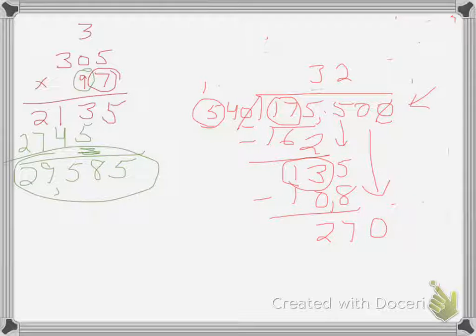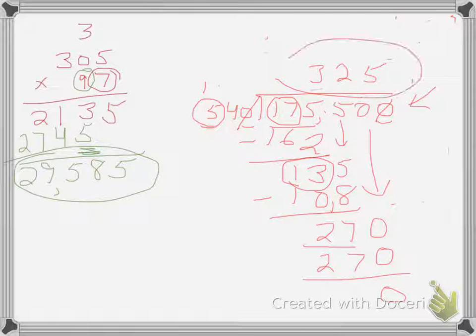And now I'm asking 5 goes into 27. How many times? That would be 5 times. Multiplying back, 5 times 4 is 20. 5 times 5 is 25, plus 2 more is 27, and again, no remainder. So the answer to this problem is 325.